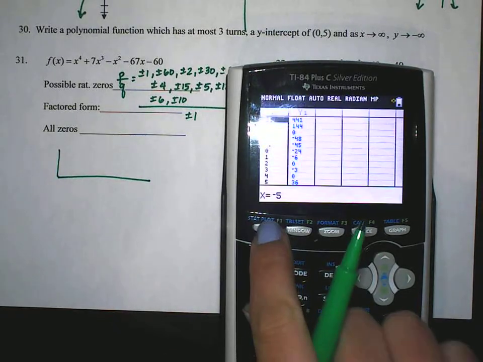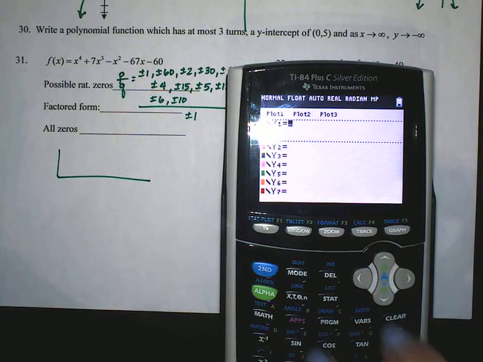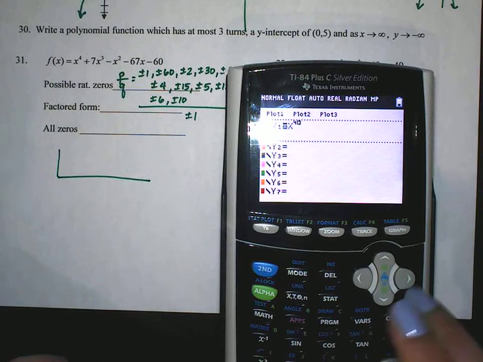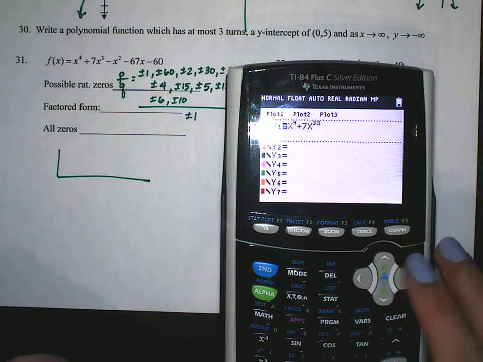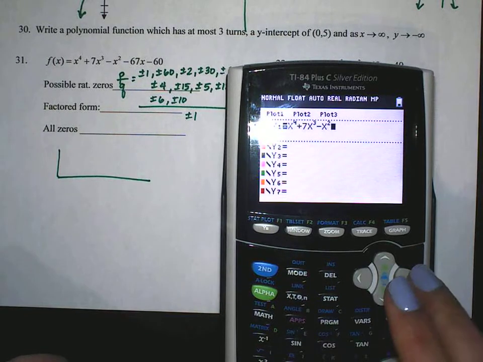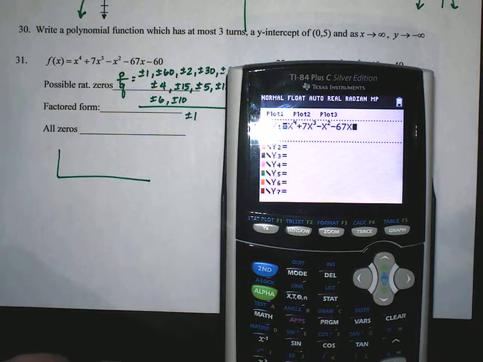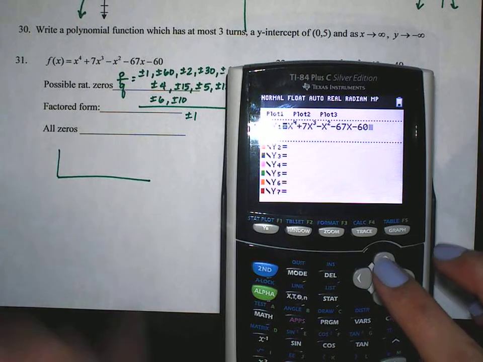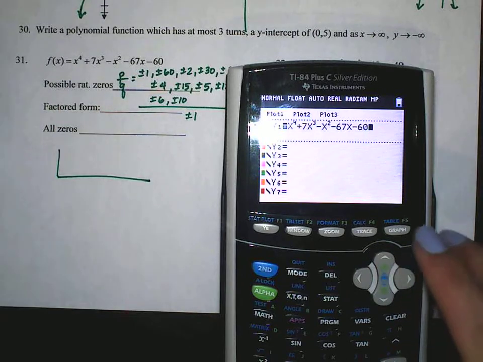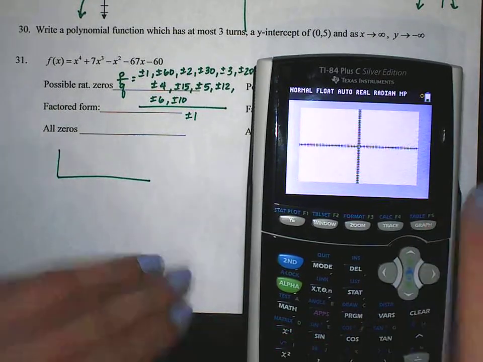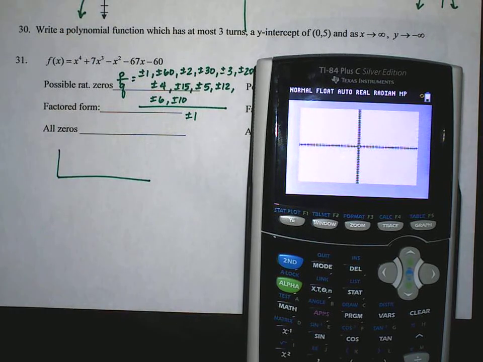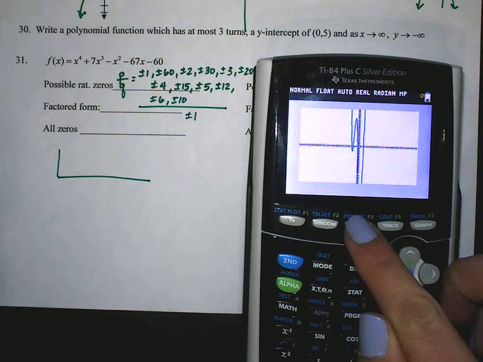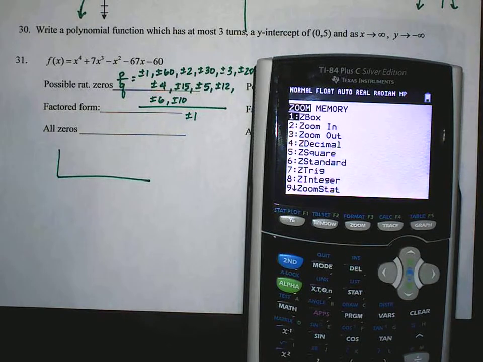I'm going to go to y equals, type in my function. Okay, just double check to make sure I did this correctly. And graph. Mine is zoomed out, so at some point I'm going to zoom back in. So I hit zoom 6 once it stops turning. Zoom standard, or zoom 6.